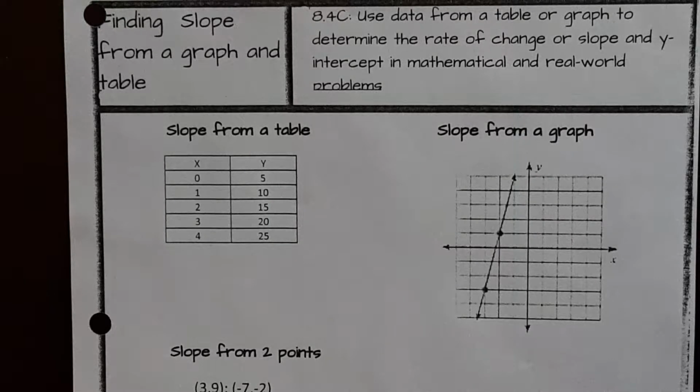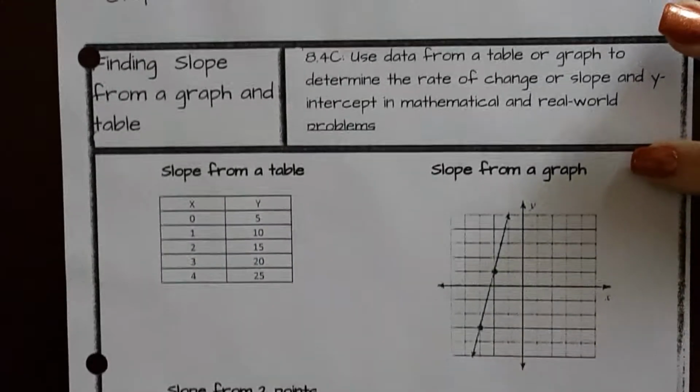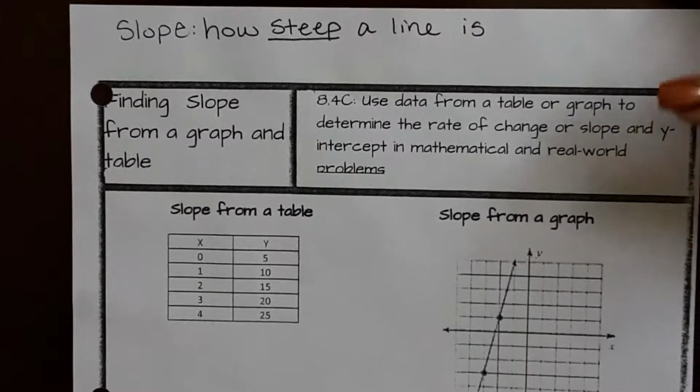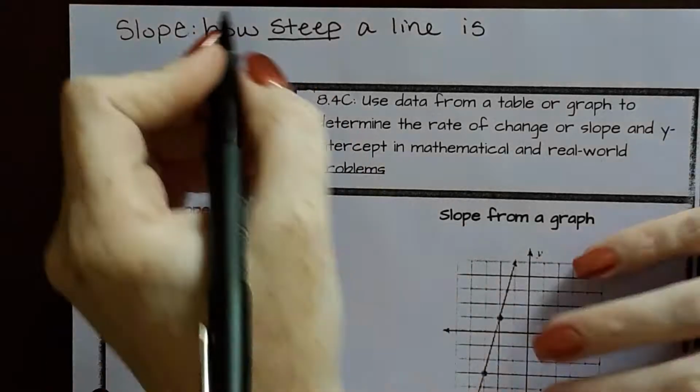We are beginning Unit 4, and in Unit 4 we are going to be talking about finding the slope of a line. The first thing I need everyone to do is at the top of your paper, I need you to write slope, how steep a line is. Slope does not have anything to do with the length of a line. It talks about how steep it is, like the slope of a mountain or the slope of a roof.